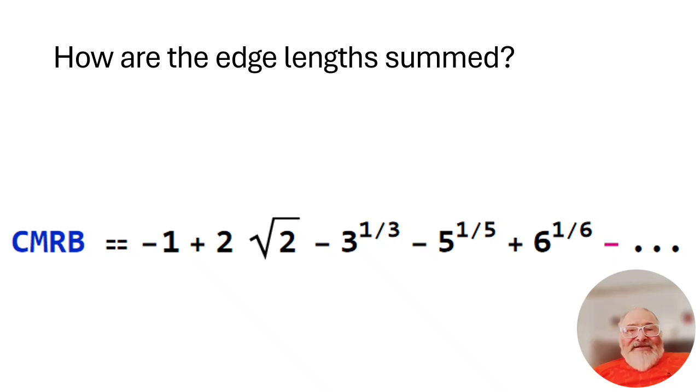We sum them in an alternating series to get the MRB constant, C_MRB, equals negative 1 plus the square root of 2 minus the cube root of 3 plus the fourth root of 4 minus the fifth root of 5 plus the sixth root of 6. There where you see square root of 2, that's because the square root of 2 is the same as the fourth root of 4.